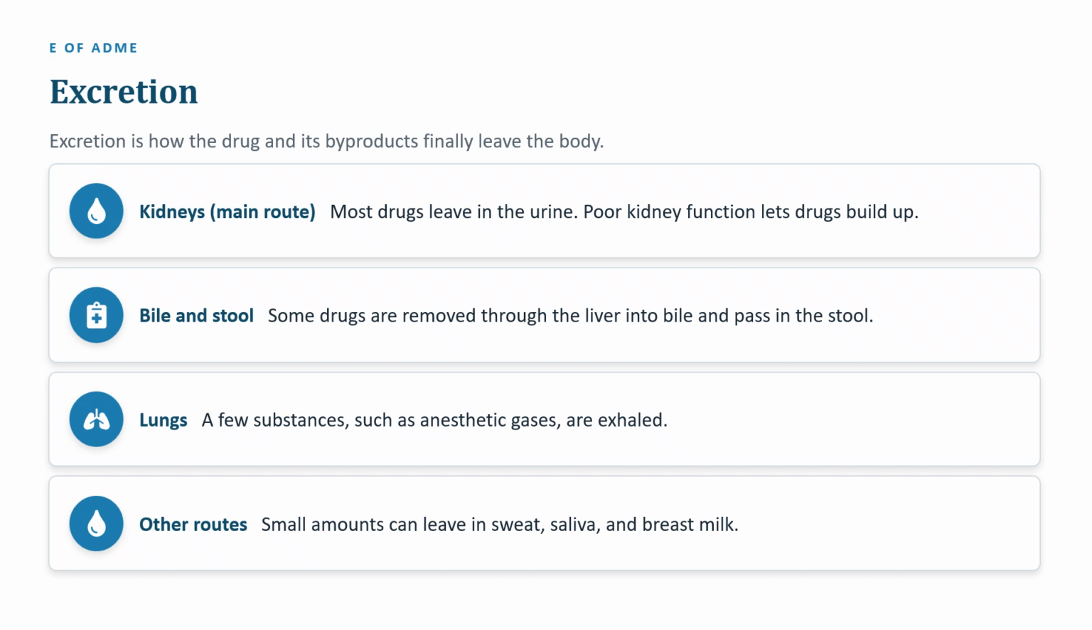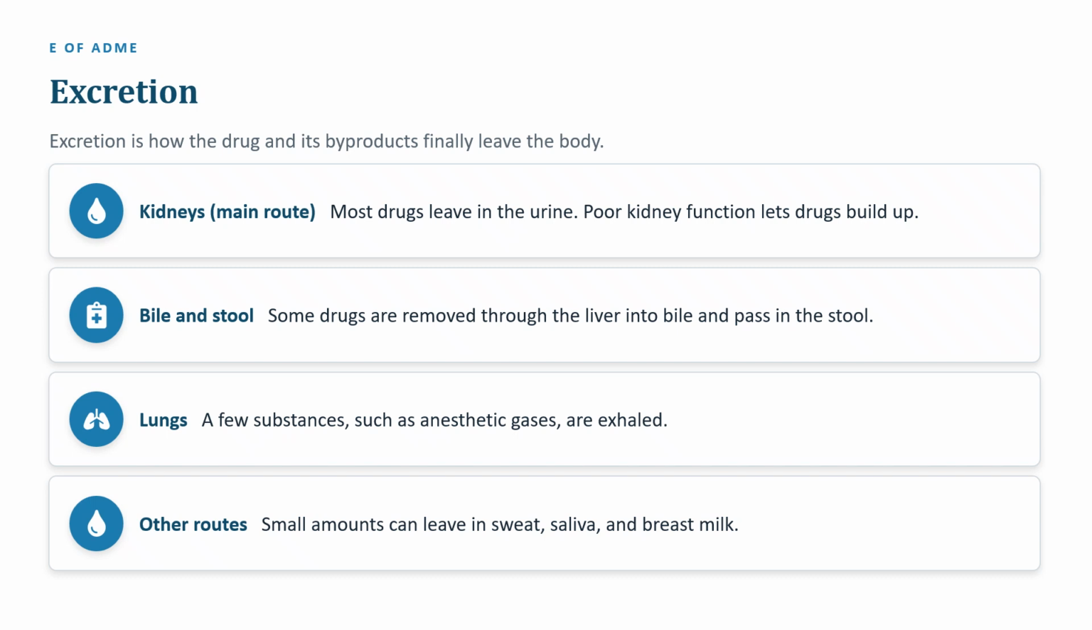If a patient's kidney function is reduced, which is common in older adults and in people with kidney disease, drugs are cleared more slowly and can build up to dangerous levels. That's why providers often adjust doses based on kidney function and why kidney lab values matter so much in medication safety. Besides the kidneys, there are other exit routes.